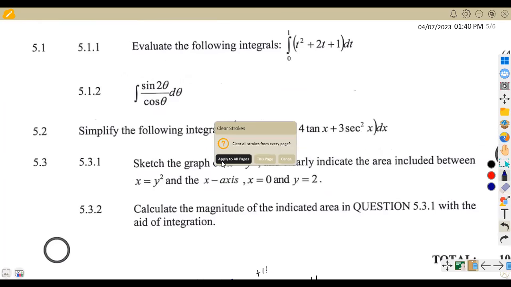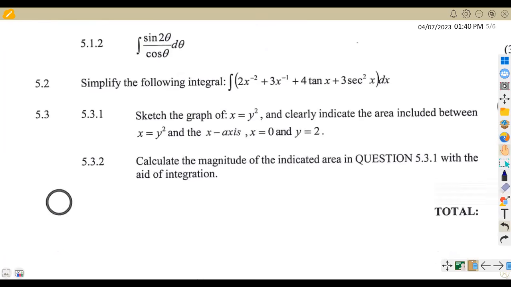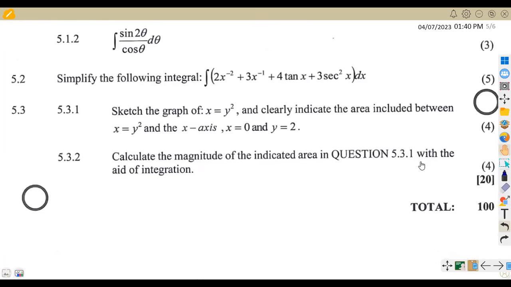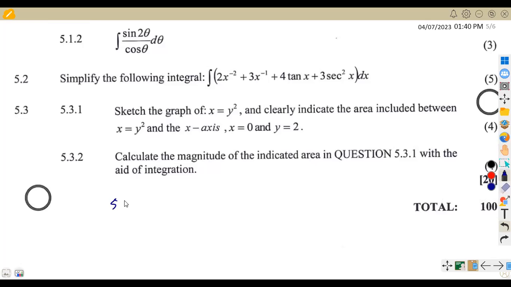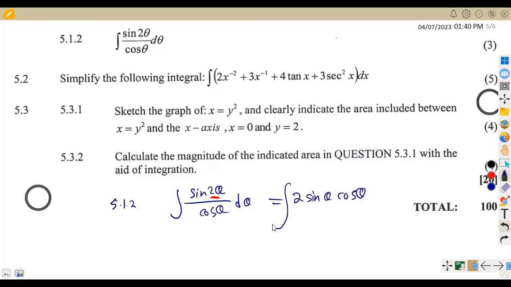We move on to question 5.12, where we are now given again to integrate, that is sine of 2 theta over cos theta. In this case, that was 3 marks for that. Okay, so 5.12, the integral of sine 2 theta over cos theta with respect to theta. So you know that from our identities, sine 2 theta is the same as 2 sine theta cos theta. So this is what we are going to have, everything over cos of theta with respect to theta. So cos theta and cos theta can cancel. That means we are going to remain with 2 sine theta.